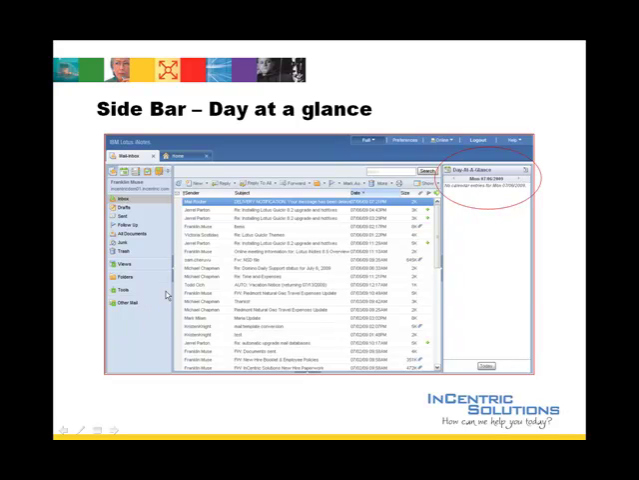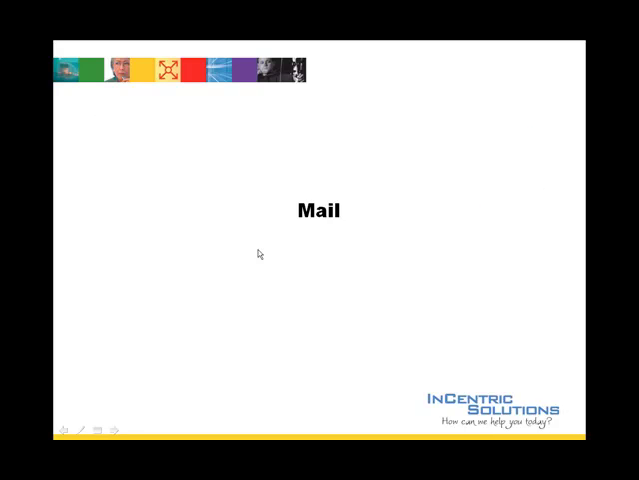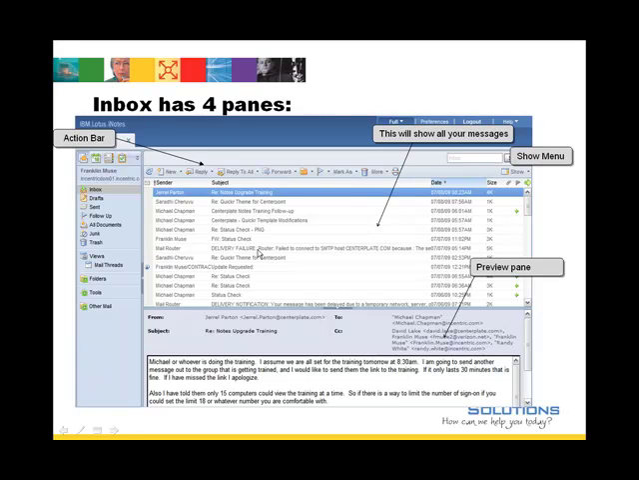The inbox displays 4 panes. The left pane in light blue is the navigator pane. It provides a list of views, folders, and tools you can use while you are working with mail. The action bar provides a list of actions you can perform while you are in the inbox view. Just below the action bar is the view list.